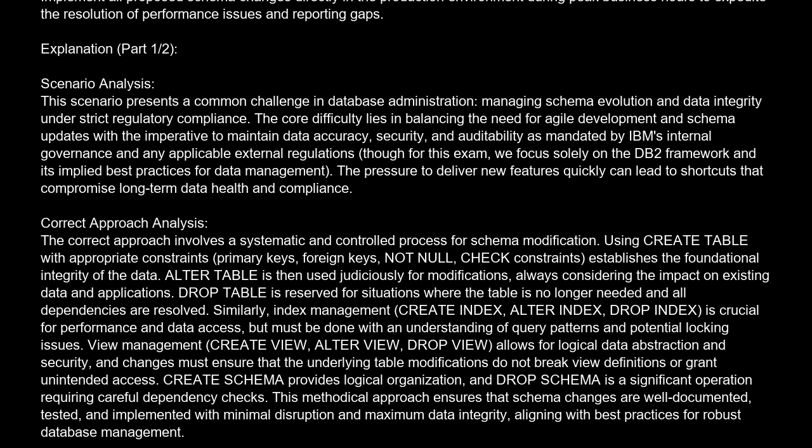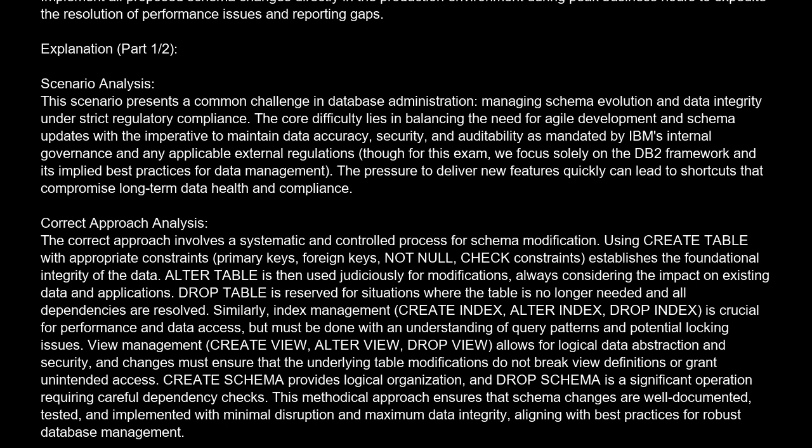Drop index is crucial for performance and data access, but must be done with an understanding of query patterns and potential locking issues. View management, create view, alter view, drop view, allows for logical data abstraction and security, and changes must ensure that the underlying table modifications do not break view definitions or grant unintended access. Create schema provides logical organization, and drop schema is a significant operation requiring careful dependency checks. This methodical approach ensures that schema changes are well documented, tested, and implemented with minimal disruption and maximum data integrity, aligning with best practices for robust database management.